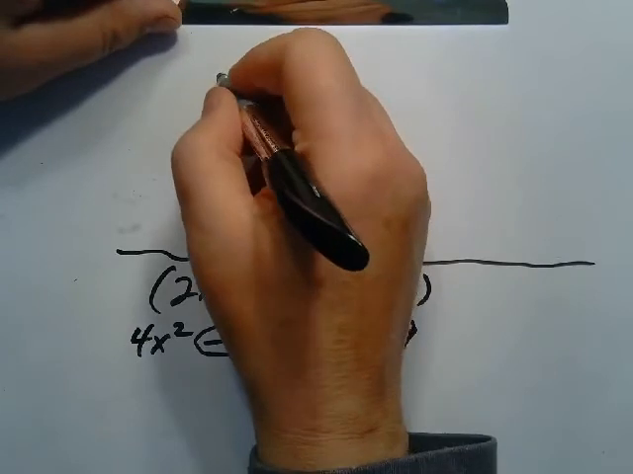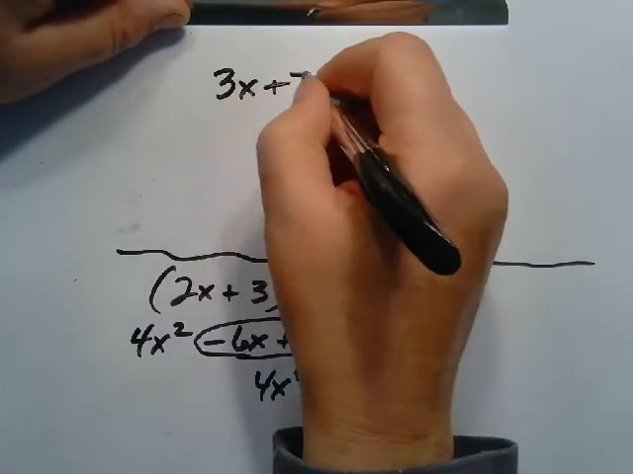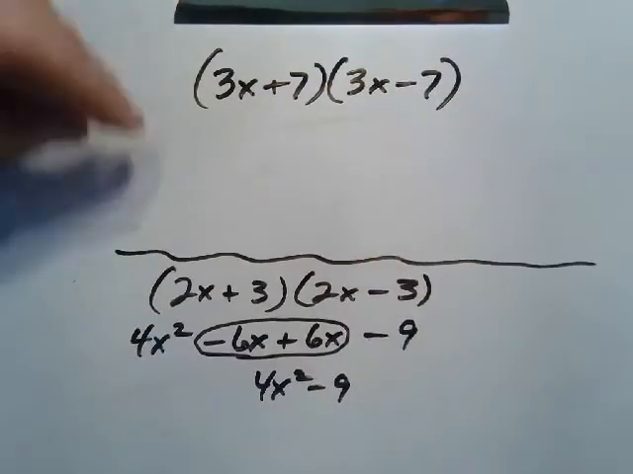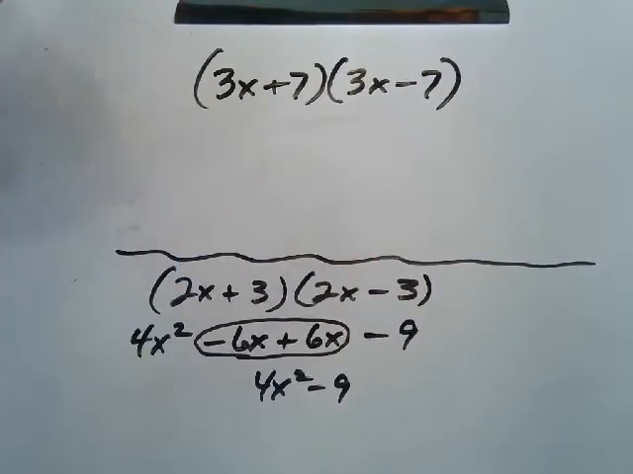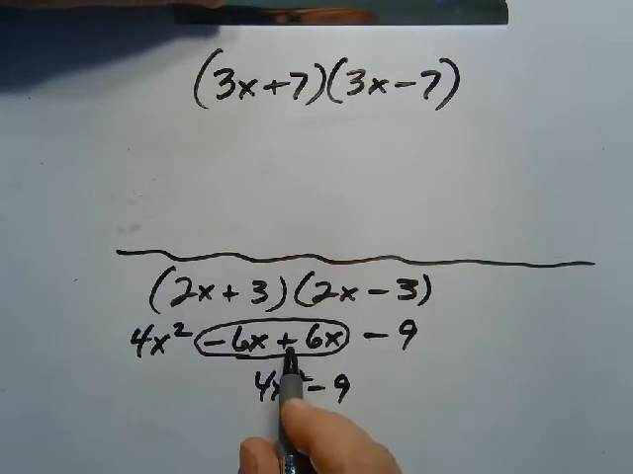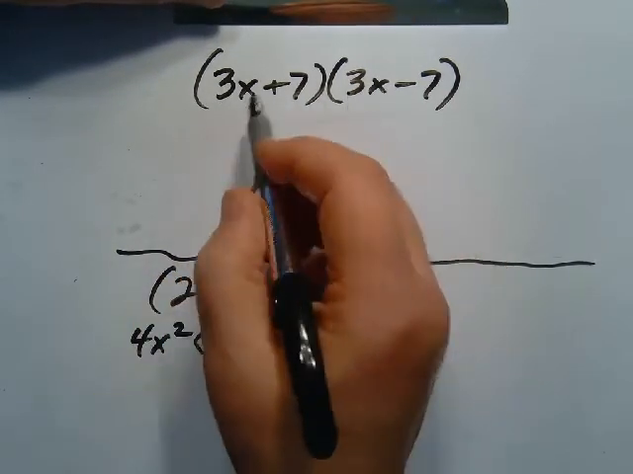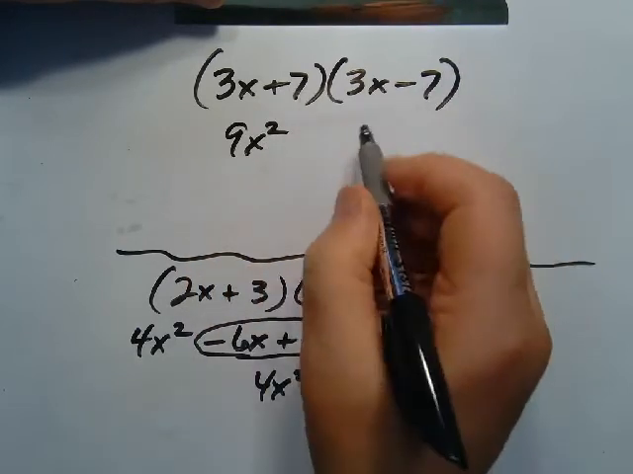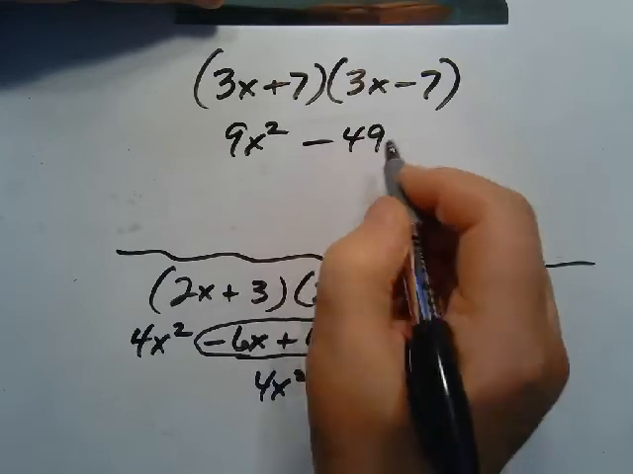This only works when they're conjugates. So let's try this one here. How about 3x plus 7, 3x minus 7? Because they're conjugates, I know that this is going to cancel out the middle term. So 3x times 3x is 9x squared. And 7 times negative 7 is a negative 49.